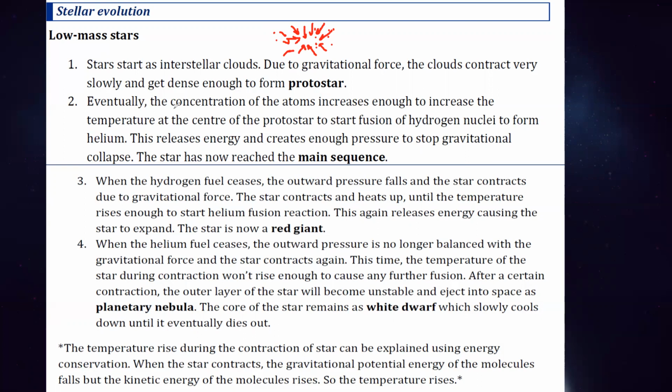Then eventually, the concentration of atoms increases, like more atoms in a unit volume. As the concentration of atoms increases, the temperature also increases at the center of the protostar. The center of the protostar has more particles as compared to around it. So they start fusion. Fusion means when lighter nuclei join to form a heavier one. So hydrogen fusion started, and that releases energy.